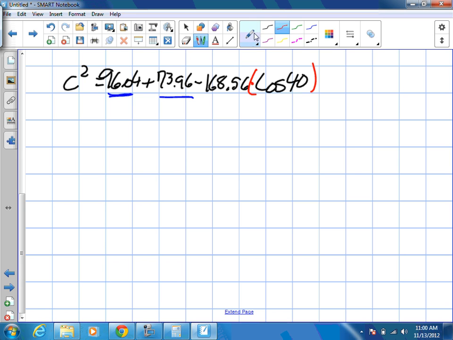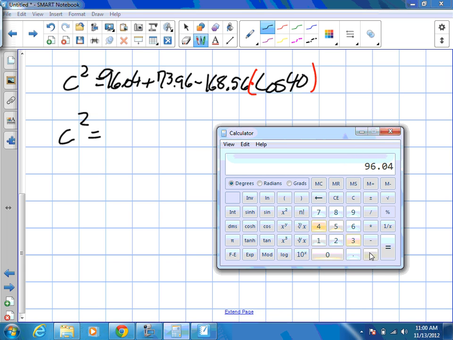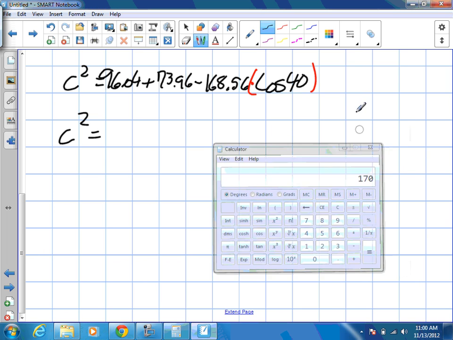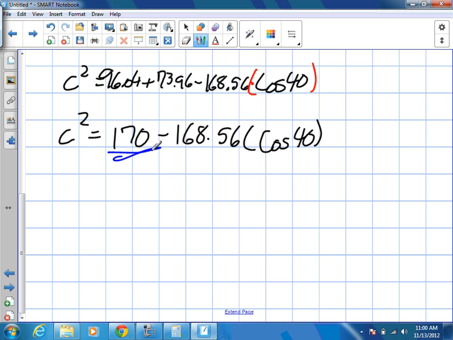When we do that, we're going to get C squared is equal to 96.04 plus 73.96, which is 170, subtract 168.56 times cos 40. So again, do not make the error. I know you will, at one point someone will do this. Do not subtract those terms. You have to multiply before we do anything. So I have to multiply 168.56 times cos 40, so let's do that all in one step here.